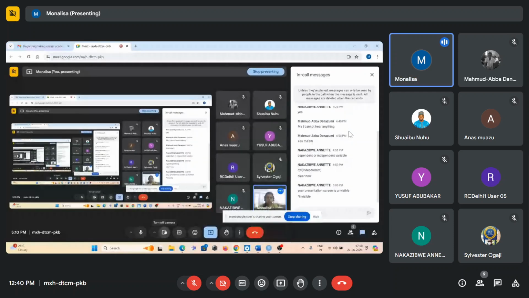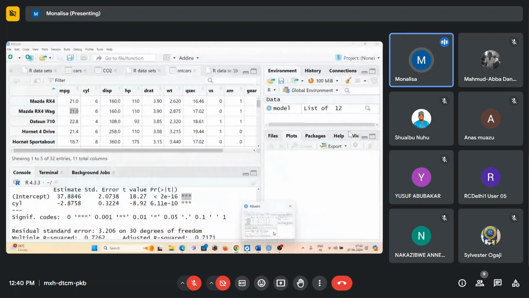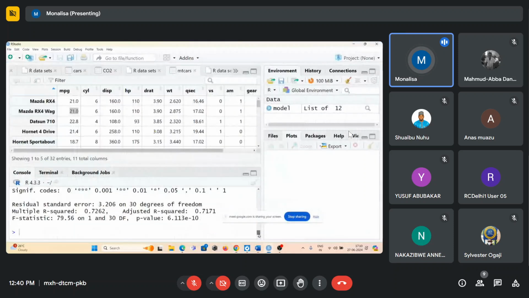Okay. Now it is clear to everyone, the code and the output, because it is very important to understand what we are getting. What is the output? Here you can see the residual standard error is 3.206. It is very large also. So that's why our model is not so good. We have predicted values, of course, but our model is not so good.